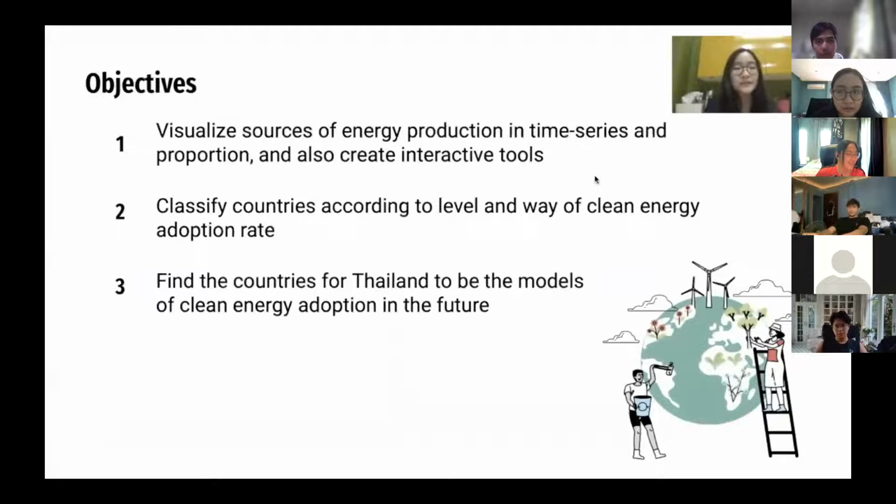So the objectives are to visualize sources of energy production in time series and proportion, and create interactive tools; classify countries according to level and way of clean energy adoption rate; and find the countries for Thailand to be the models of clean energy adoption in the future.